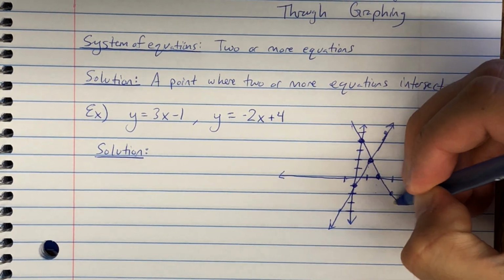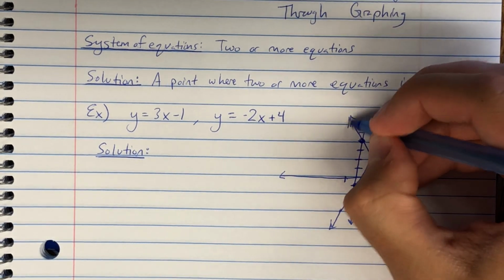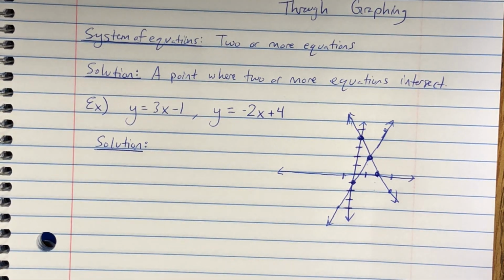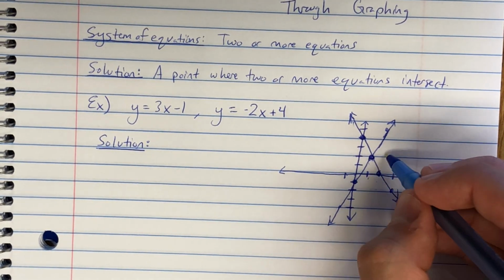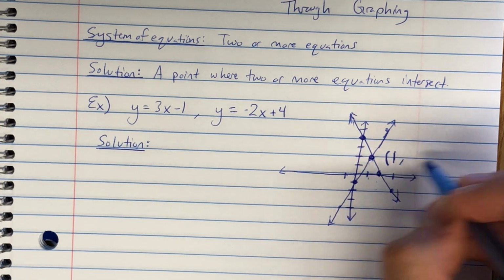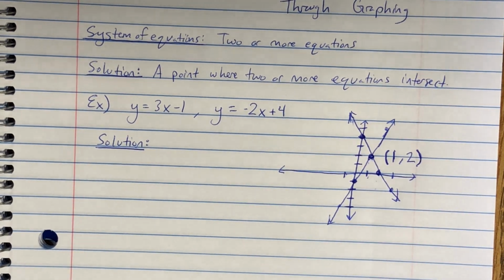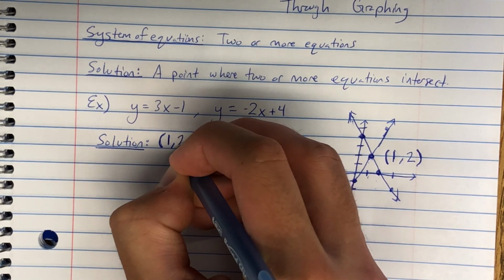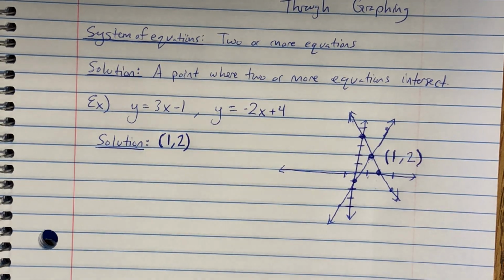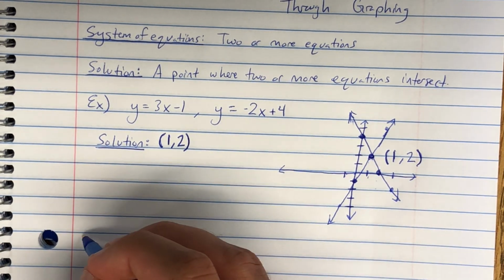So I've got these two lines that intersect, and that point of intersection is what we call the solution. So this point, the x value is 1, the y value is 2. So our solution would be the point (1, 2). Not too bad, right? So let's try a couple more.